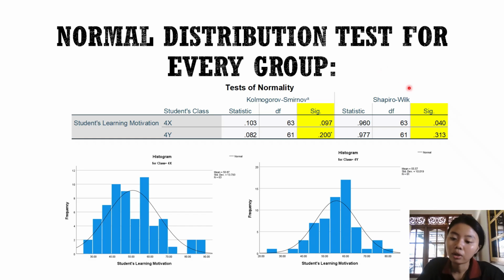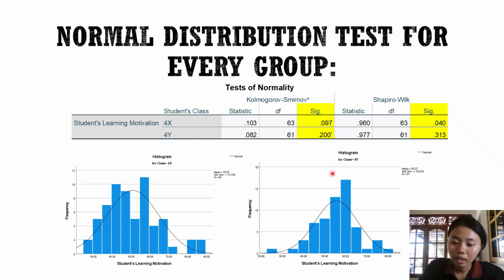Look at the significant value or the p-value here. Not both of 4X and 4Y class have the score more than 0.05. But in this case, we can choose one between Kolmogorov-Smirnov and Shapiro-Wilk for continuing test of homogeneity of variance and the t-test. And in this case, I would like to choose the Kolmogorov-Smirnov because based on Kolmogorov-Smirnov, my data is normally distributed and I can continue the homogeneity of variances test.